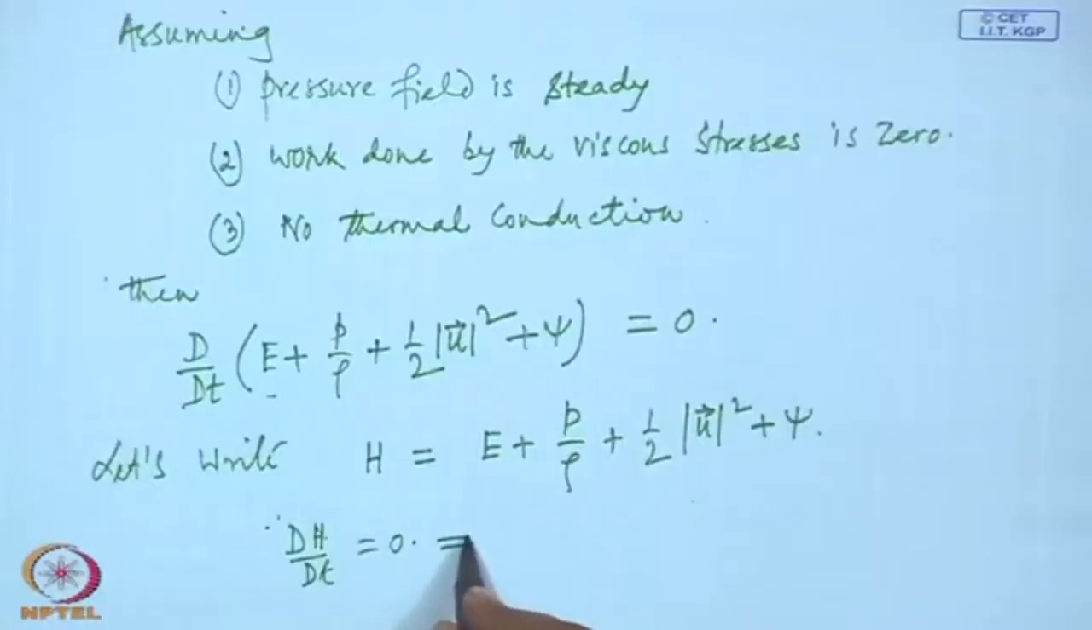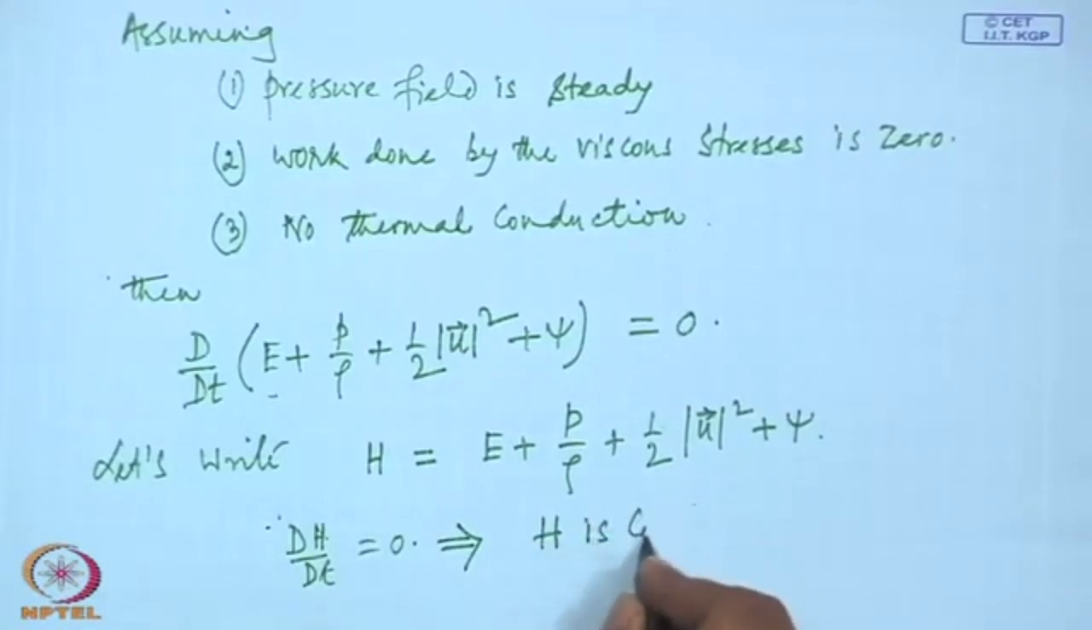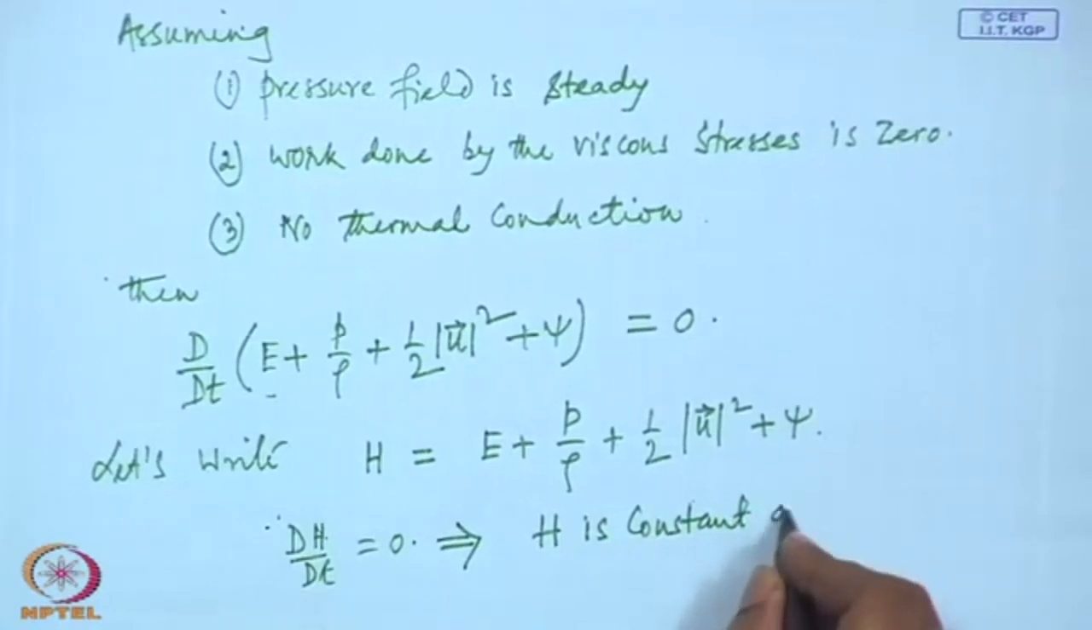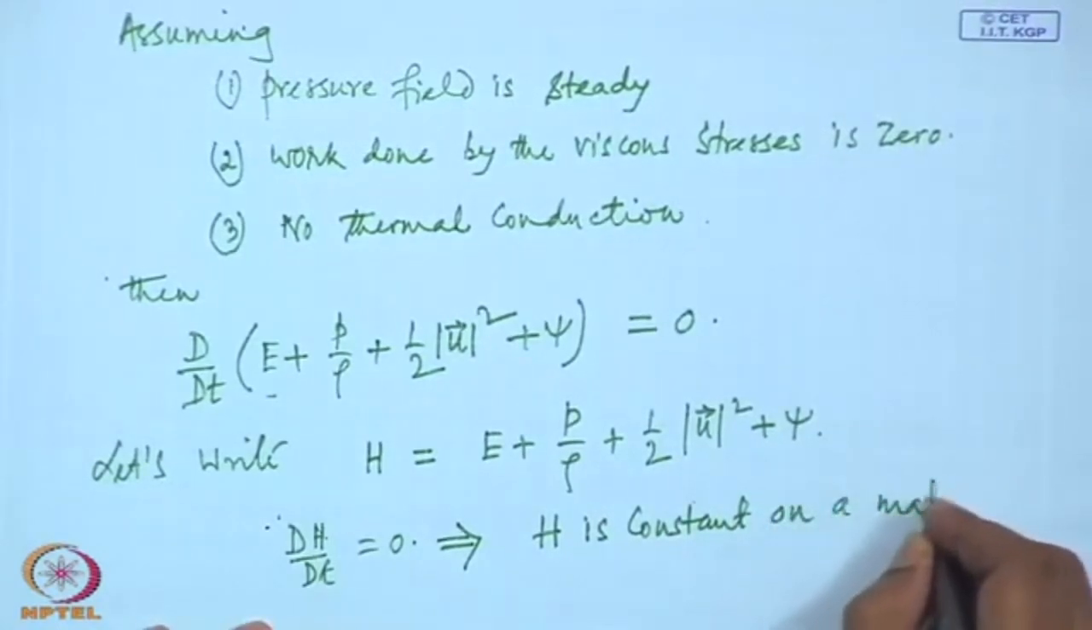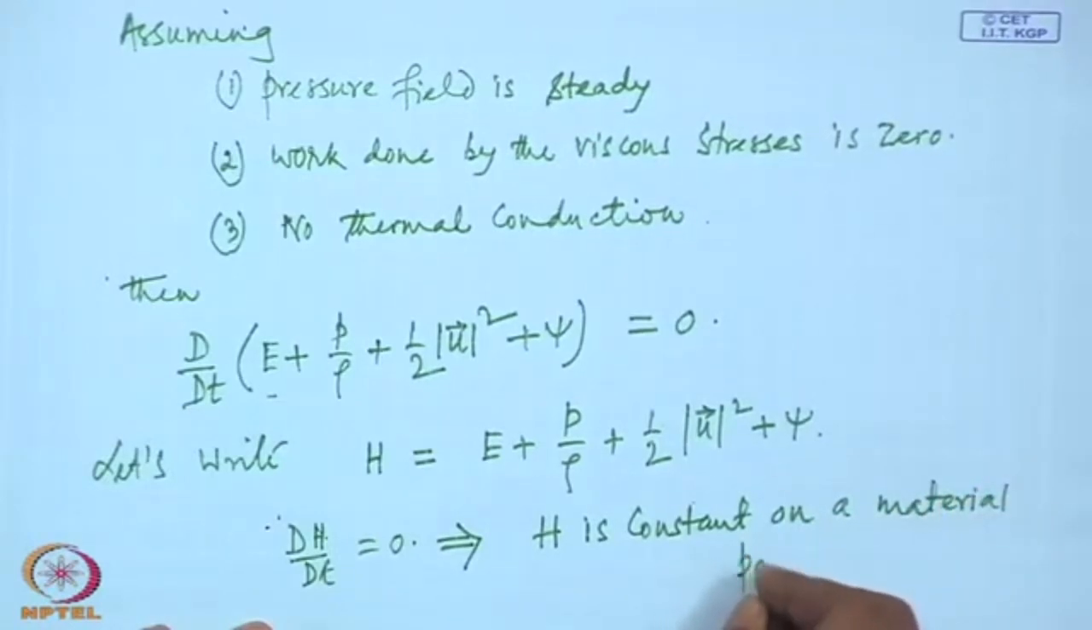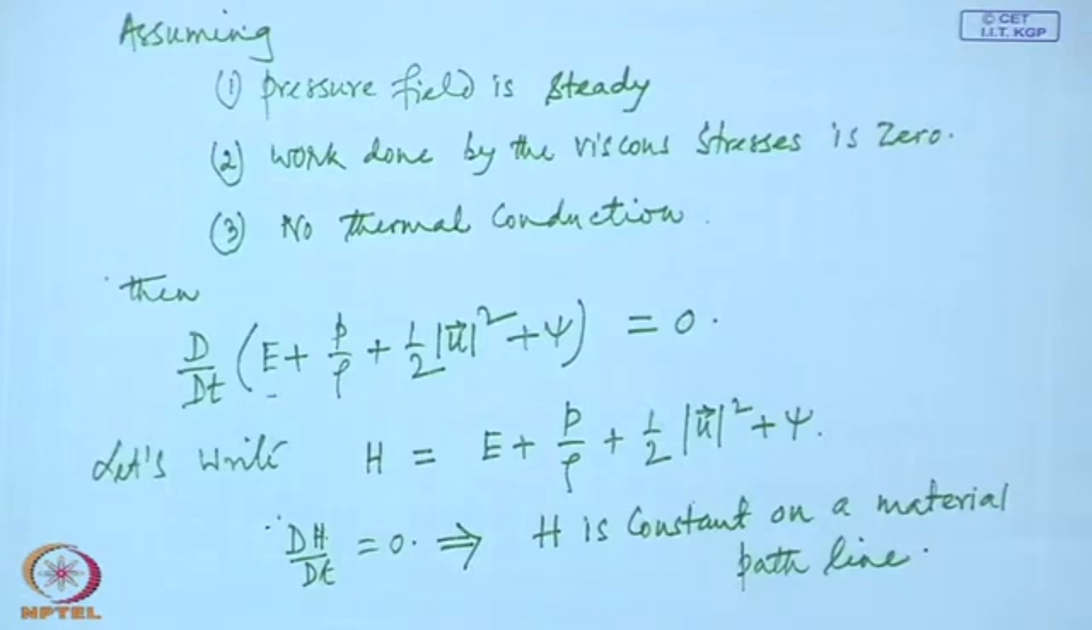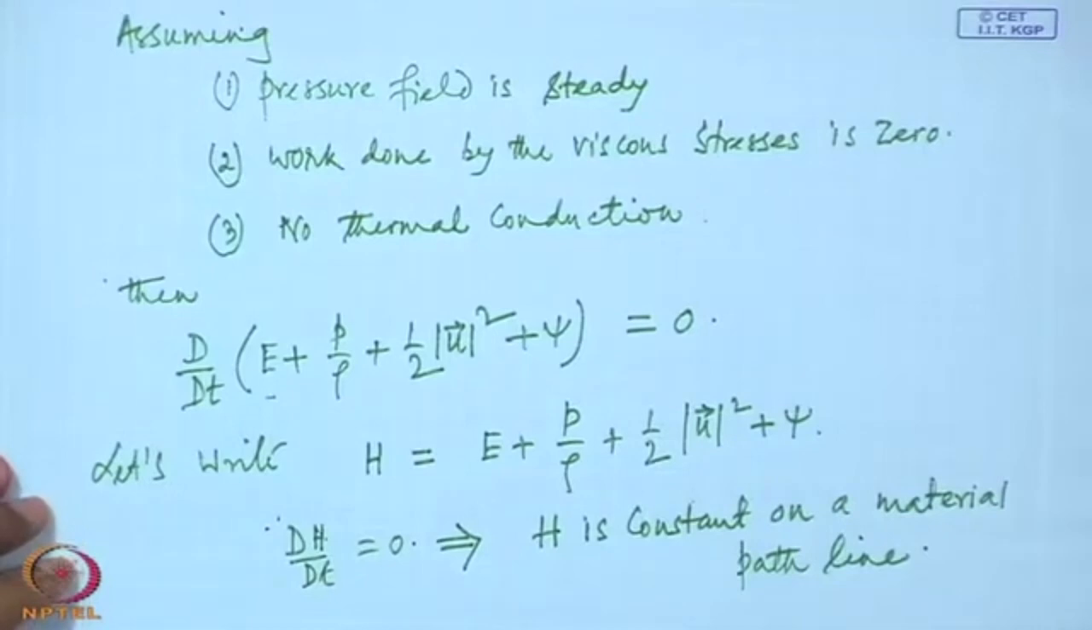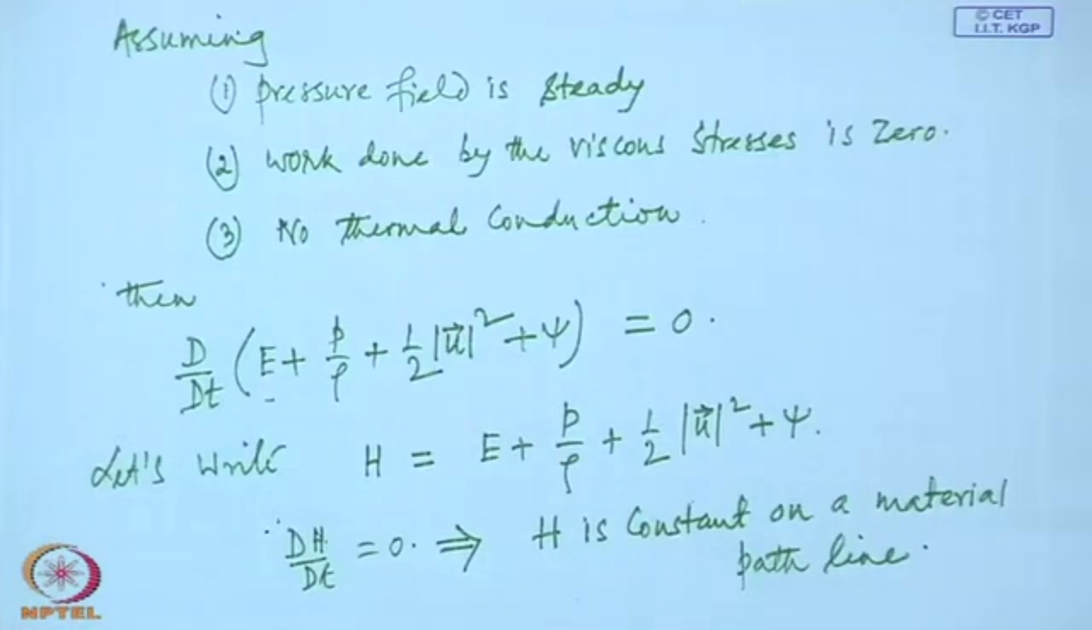So, this implies H is constant on a material path line. But you see, this is not always true; all these conditions must be satisfied: the body force must be a potential force and that potential must be independent of time, the pressure field must be independent of time, the work done by all the viscous stresses is 0 and there is no thermal conduction.